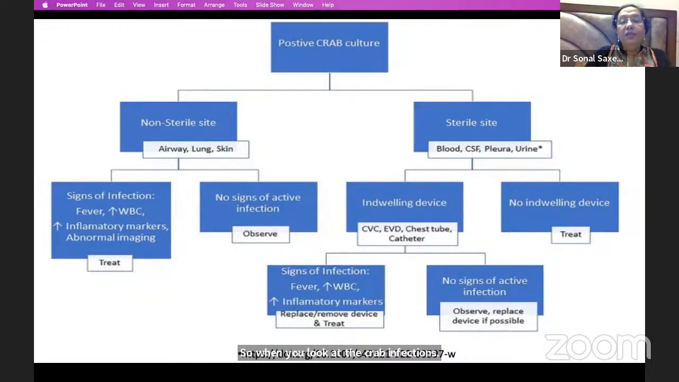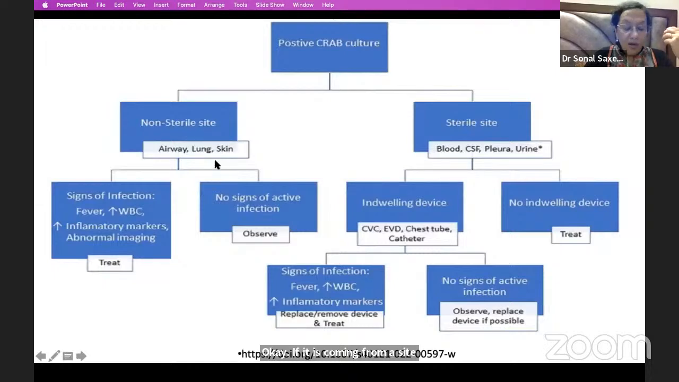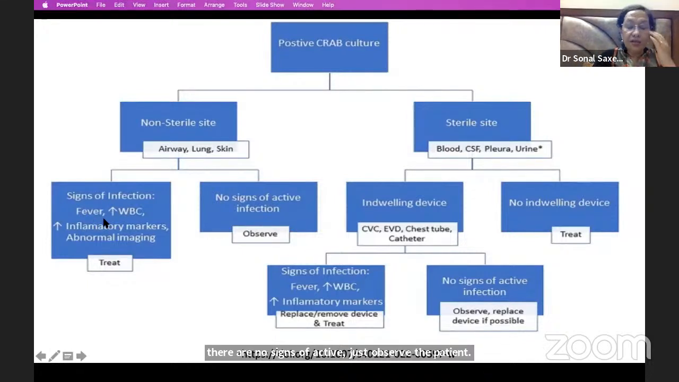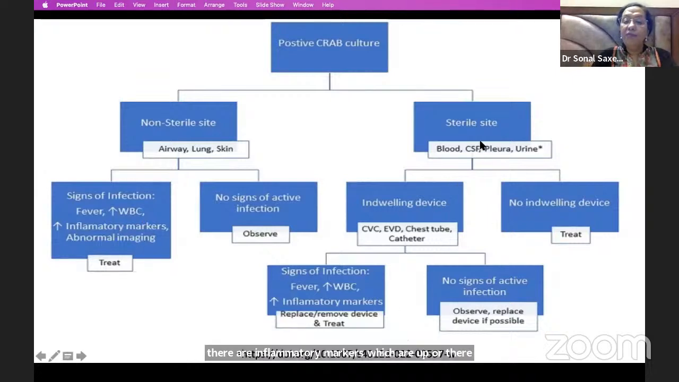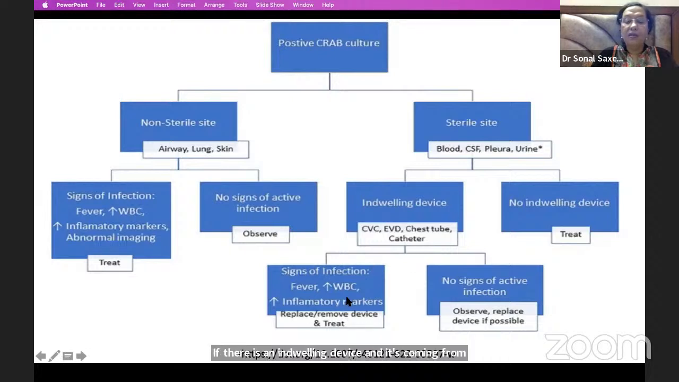A positive culture does not mean that it has to be treated. If it is coming from a sterile site, okay. If it is coming from a non-sterile site, like from a wound, from skin, or from pus, always remember to look for any of these signs of infection. If there are no signs of active infection, just observe the patient. Treat only when inflammatory markers are up, or WBC counts are up. If there is an indwelling device and it's coming from this, then of course you replace or remove the device and then treat.